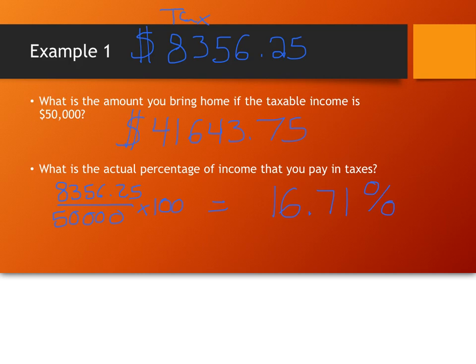So even though you were in the 25% category, because the first amount is taxed at 10% and the second amount is taxed at 15%, and the third category is 25%, a lot of your income fell into the 10 and the 15 slots. And only about 13,000 fell into the 25. So your actual percentage of income that you paid in taxes was 16.71%.